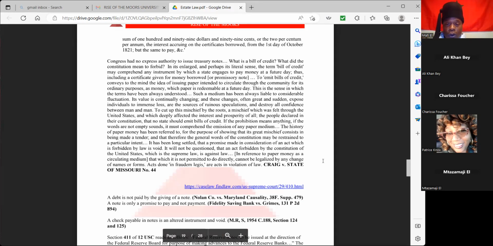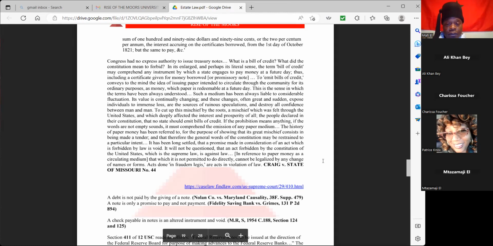Such a medium has been always liable to considerable fluctuation. Its value is continuously changing, and these changes, often great and sudden, expose individuals to immense loss, are the sources of ruinous speculations, and destroy all confidence between man and man. To cut up this mischief by the roots, a mischief which has been felt through the United States, and which deeply affected the interests and prosperity of all, the people declared in their Constitution that no state should emit bills of credit.